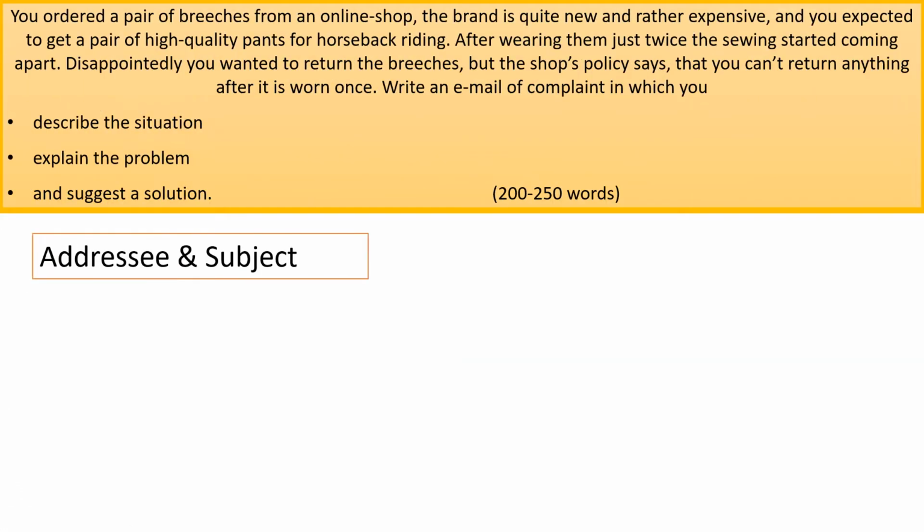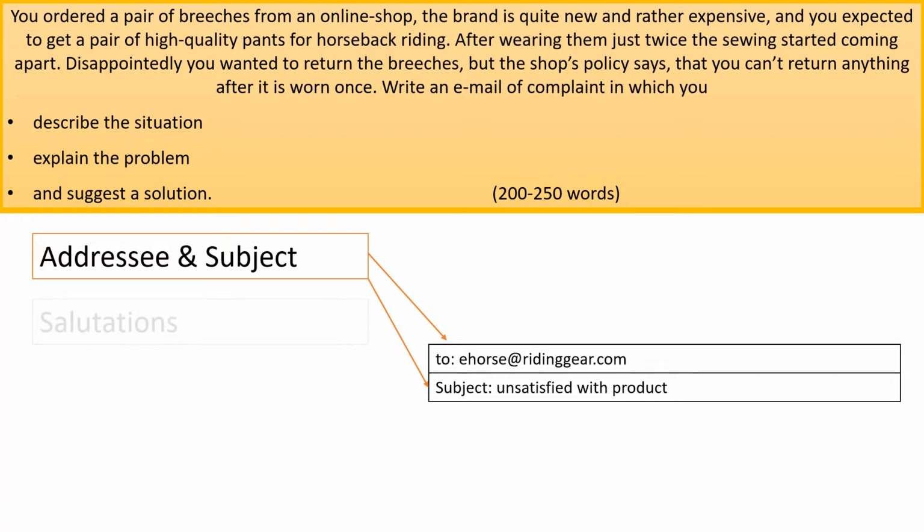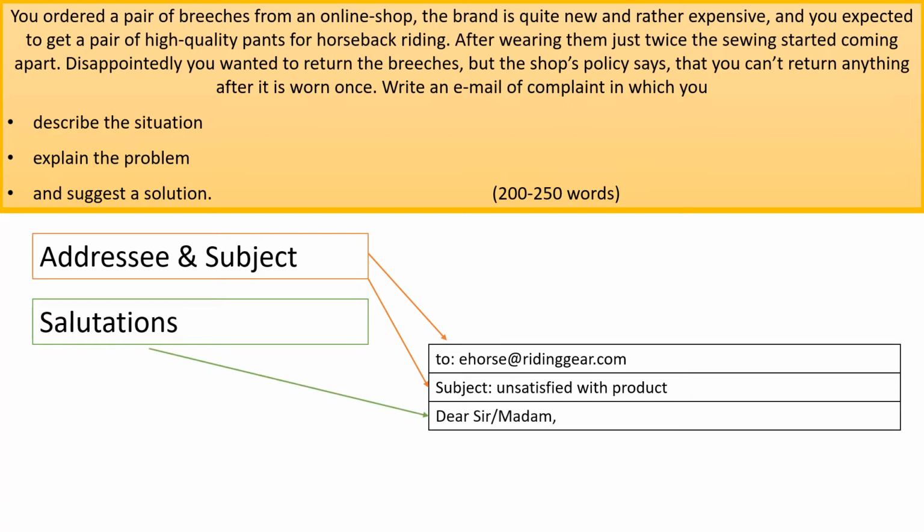The beginning is easy. We are addressing the company, ehorse@ridinggear.com. The subject of the mail should summarize it in a few words, but don't put full sentences. I chose unsatisfied with product, but you could also just put complaint. We don't really know the names of the people working in the back office of eHorse Riding Gear, so it's best to stick with a Dear Sir or Madam.